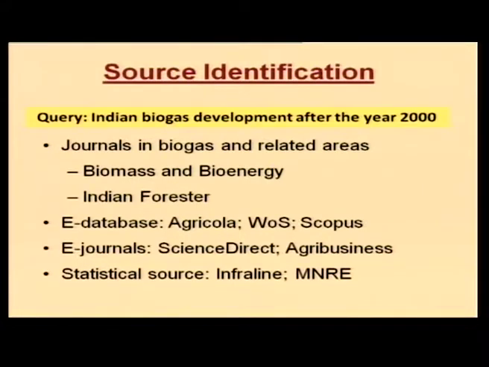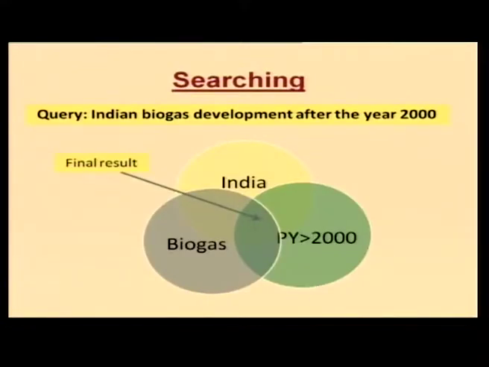Now, source identification. Like if a query is there, Indian biogas development after the year 2000, then Biomass and Bioenergy or Indian Forester are the journals where you should look. Then statistical sources like the Infraline database or MNRE databases you should look at. Searching is one important component where you are basically combining three things using Boolean operators: Indian sources, biogas, and published after 2000. So, these three are linked, and in the intersection of that you get your search result. So, that reduces your information overload.